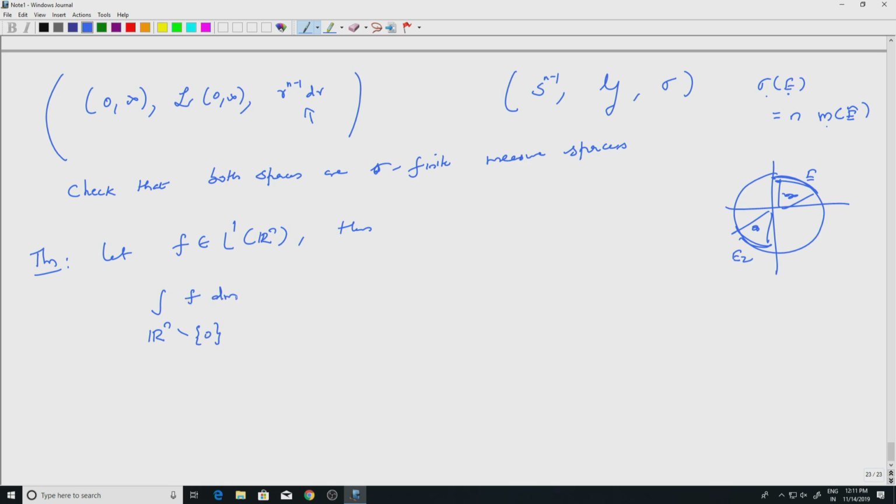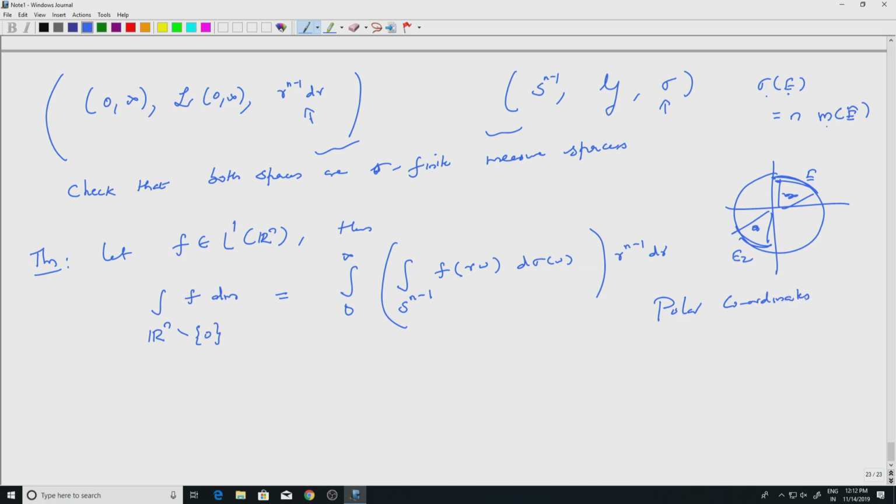The integral of f dm, this I want to write as the integral over 0 to infinity, integral over S^(n-1). Okay, so I am taking the product of this and this, right? On S^(n-1), f of x, where x is written as the product of two things, so it is r omega, and on S^(n-1) my measure is sigma, so d sigma of omega. The omega integral is first, and then I have the measure r^(n-1) dr. That is this measure, right? So this is the claim. This is called polar coordinates.